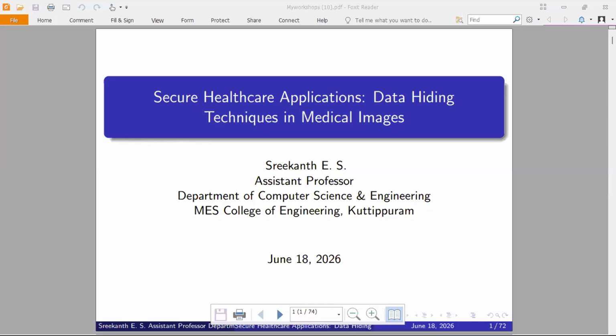In this session, he will be sharing his insights on secure healthcare applications and data hiding techniques in medical images. This topic explores the crucial role of data security and privacy in modern healthcare systems, particularly in the secure storage and transmission of medical images. We are delighted to have him with us today and are confident that his expertise and experience will provide valuable insights into this important area of research and application. With that, I respectfully invite Mr. Sreekanth ES to deliver his session.